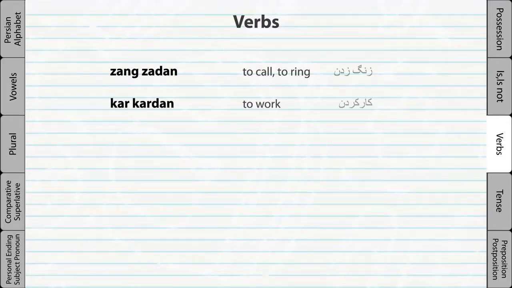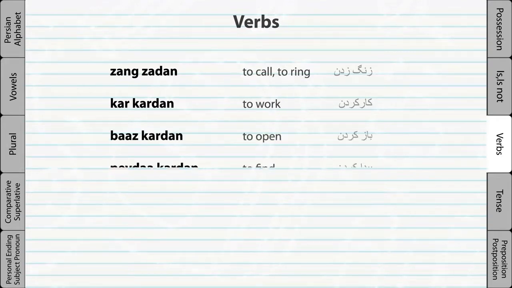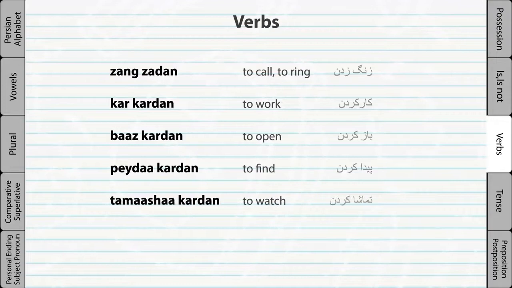Another example, kar kardan. Kar means work, kardan means to do. To do work means to work. And the most common way to create a compound verb is a noun plus kardan, which means to do. For example, when conjugating the compound verbs, remember to change only the second part of the verb, and the first part doesn't change.